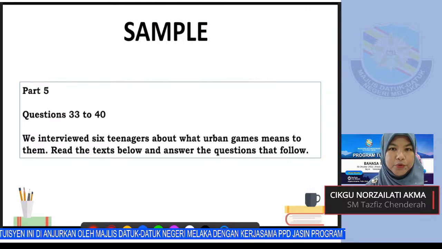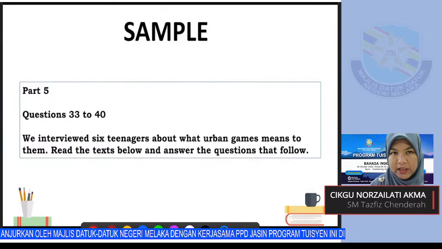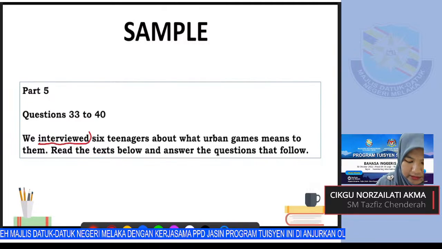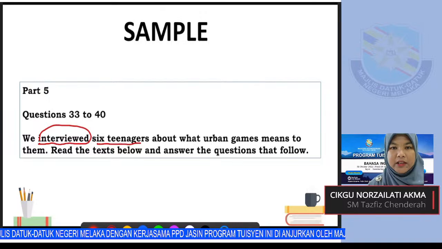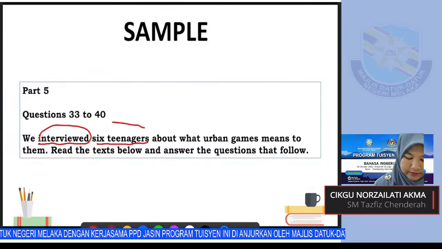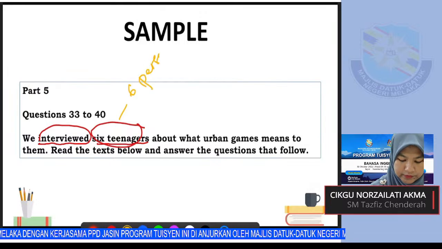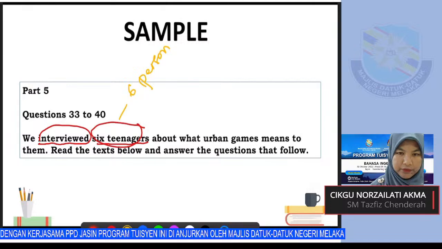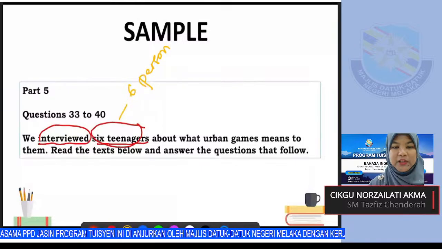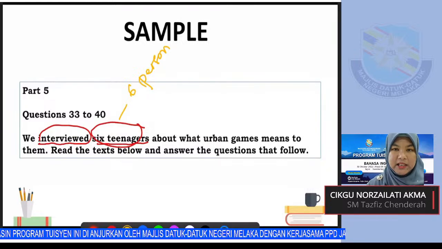When you read the rubric, the first thing you need to highlight or identify is the main idea of the rubric. Here first, interview 6 teenagers. The text will consist of 6 teenagers. Here you might want to jot down 6 persons. When it is 6 persons, you need to keep in mind, you need to actually remember that there will be 6 explanations and 6 statements. Basically 6 opinions.